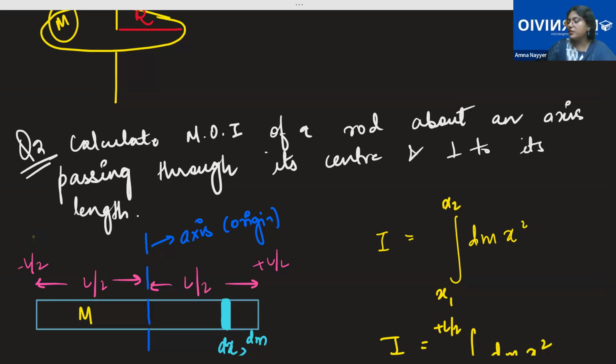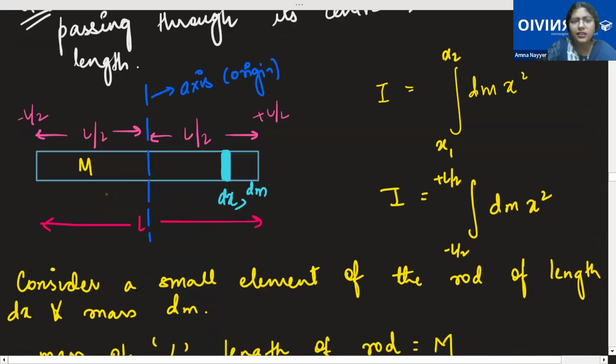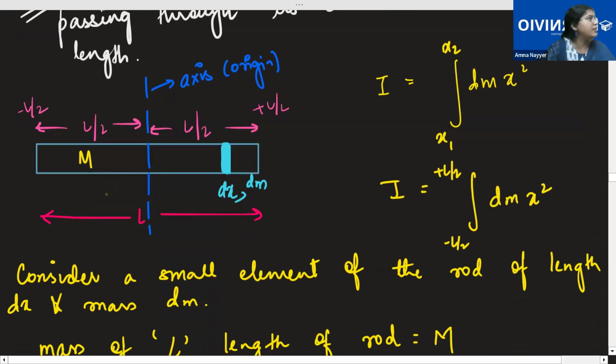So what's the moment of inertia in that case? If it is rotating in that manner, what's the moment of inertia? This is what we are asked to find. Now, this is more like a derivation, not really a question. So what we do, we take a very small length.